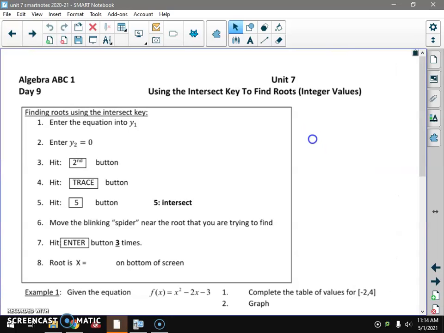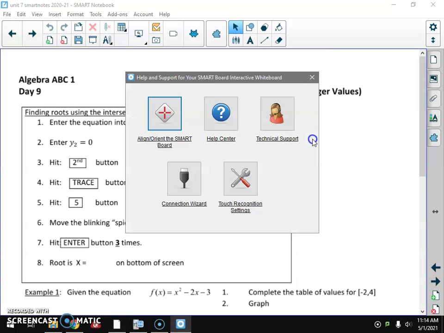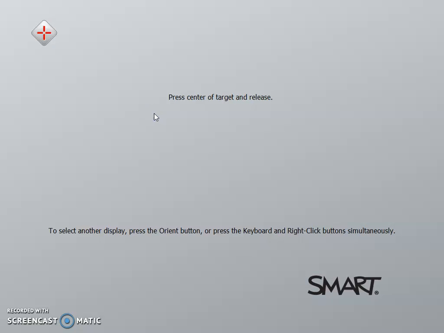So let's start from the beginning. We got an equation down here. We're going to put it in our calculator. Sorry, I got to orient my board. It's a little bit off today.